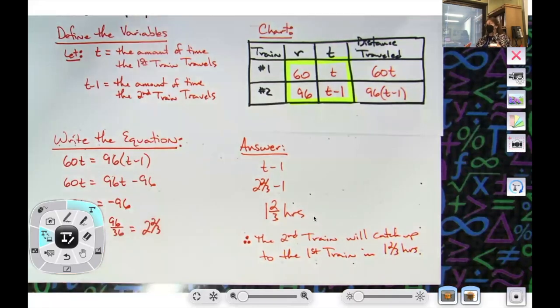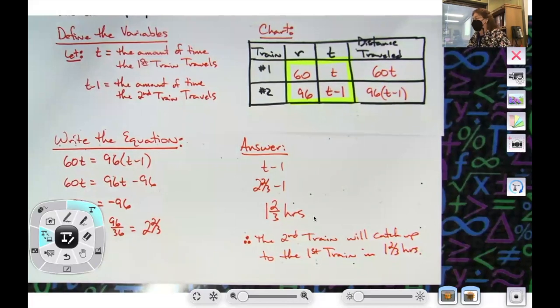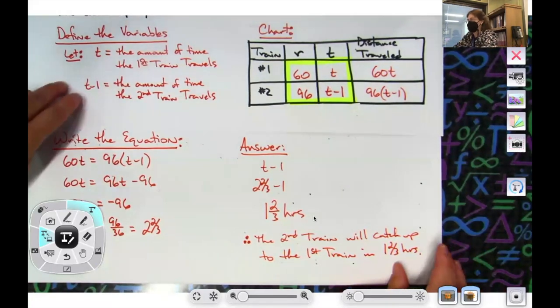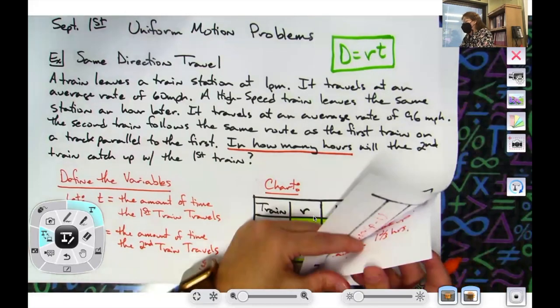Okay, so I can draw a conclusion. In math, whenever we prove something or we work something out, which we've worked this out, I've done lots of work, I have justified this answer by defining the variables, creating a chart, writing the equation. So I have justified my answer of 1 2/3. I'm not just randomly throwing 1 2/3 out there. Okay, so make more sense? Pretty clear? Good with that one? Going once, going twice? Okay. Let's try another one.